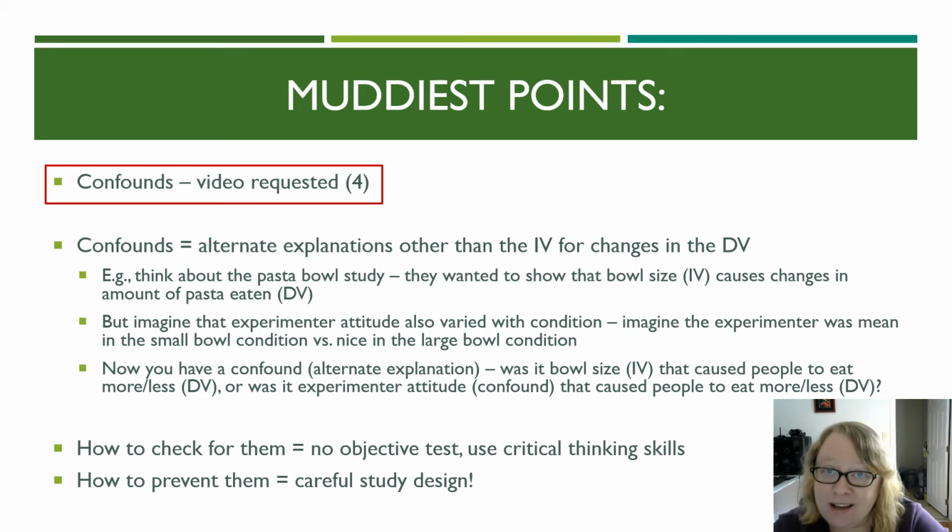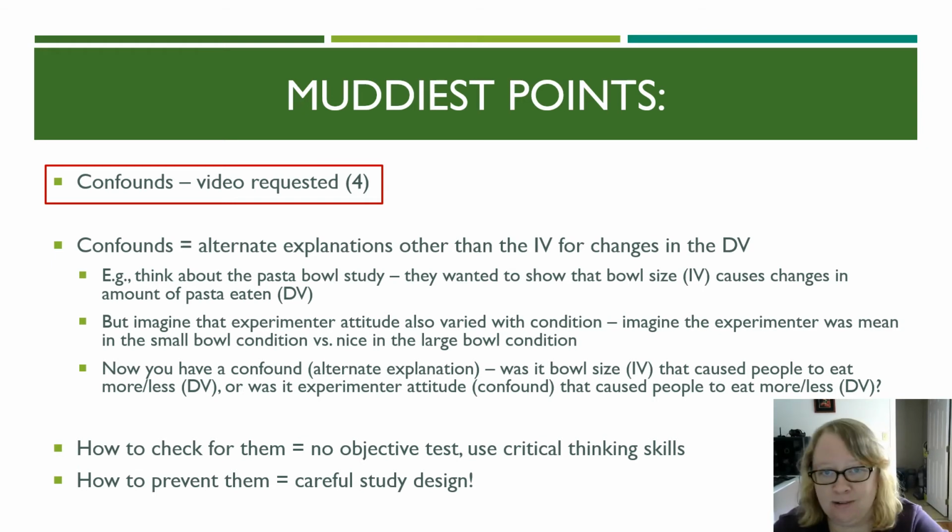Was it bowl size, the IV, that caused people to eat more or less in the DV, right? That's what the researchers want to say here. Or was it experimenter attitude of being nice or mean? The confound, is that causing people to eat more or less? So you can see, imagine if we've got that mean experimenter in the small bowl condition, nice experimenter in the large bowl condition. Maybe people are going to eat more pasta in the large bowl condition, not because of the bowl size, but because the experimenter was nice to them.